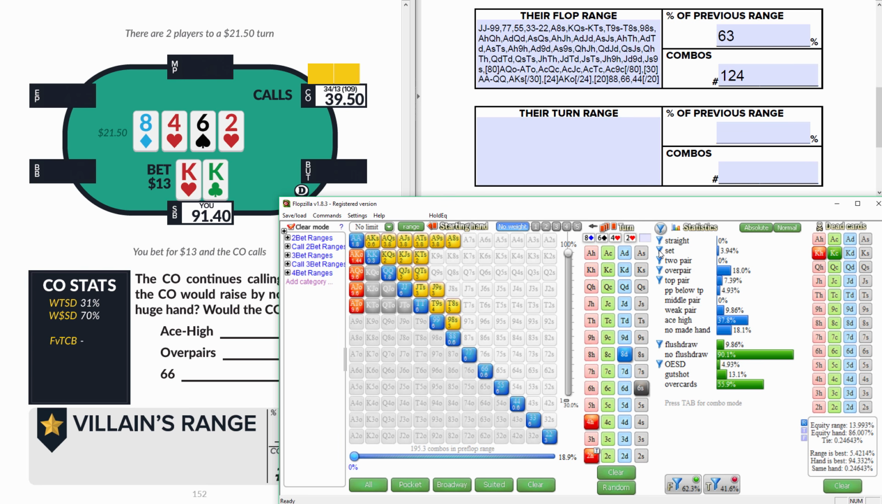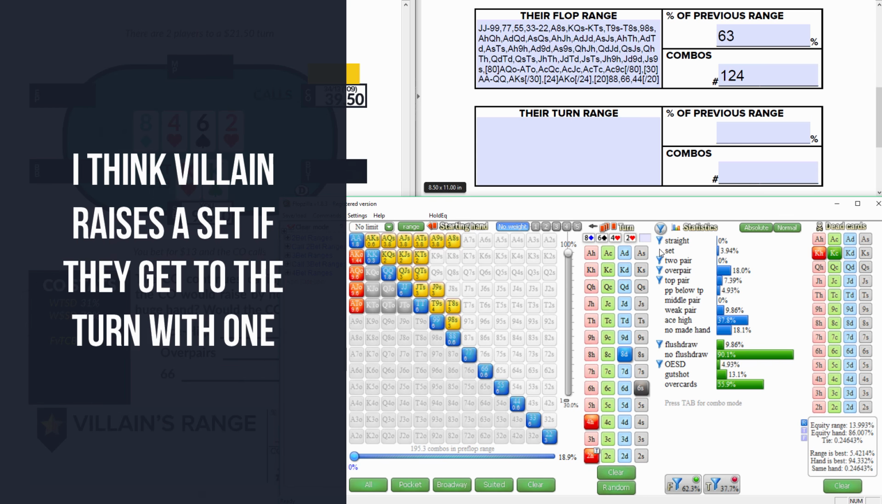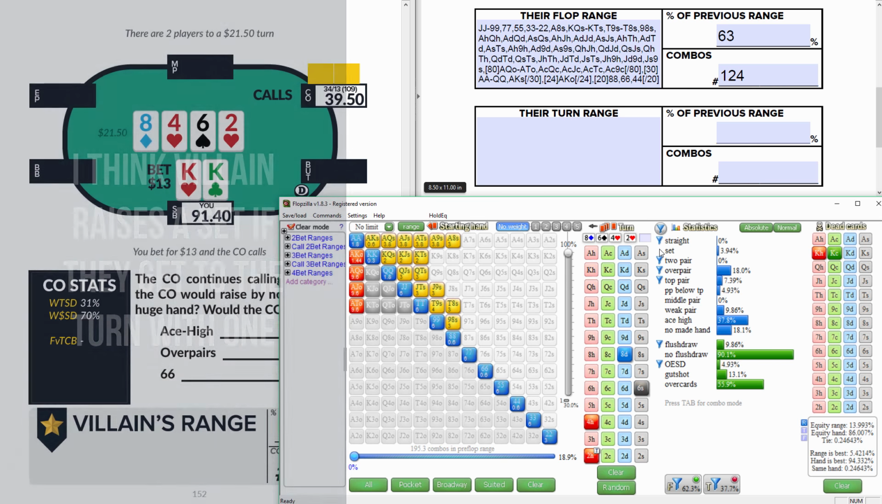So by the time it gets to the turn, do I think they're going to call again? And again, this is what we're building. We're building the calling range here. I don't think they're going to call if they have a set here. Really, I don't. I think they're going to raise. If they didn't raise the flop, I think they're definitely going to raise the turn. I just don't see them continuing to call.